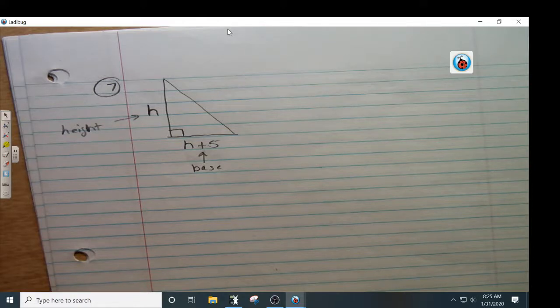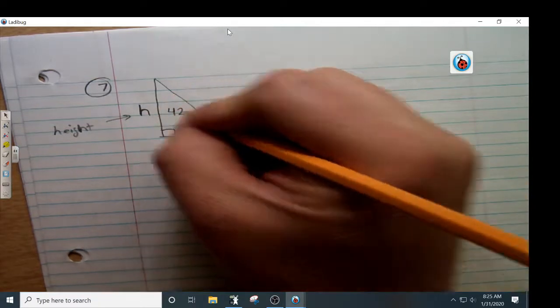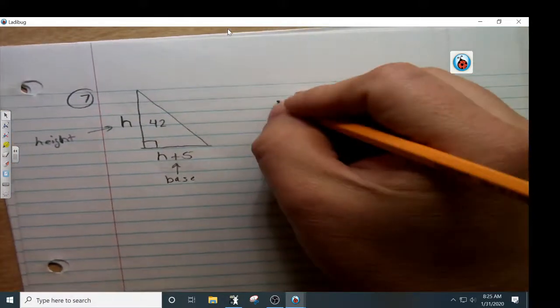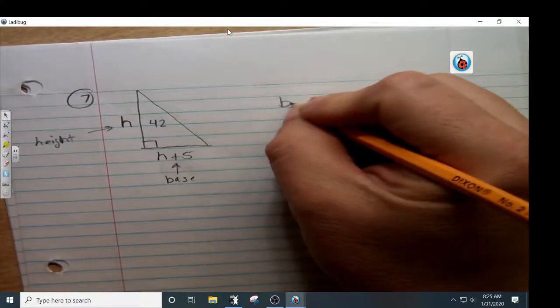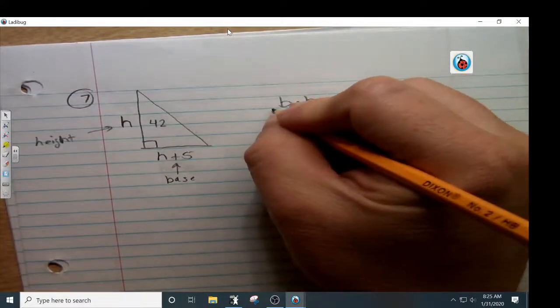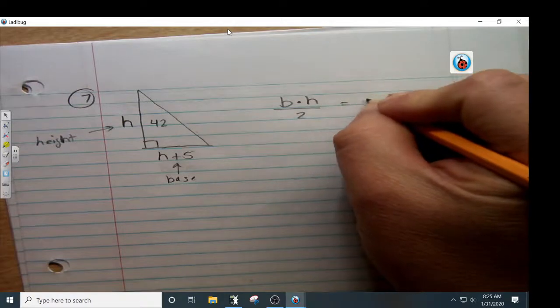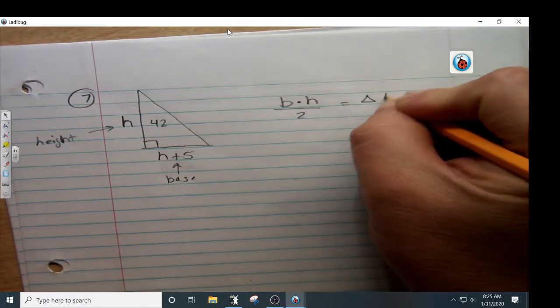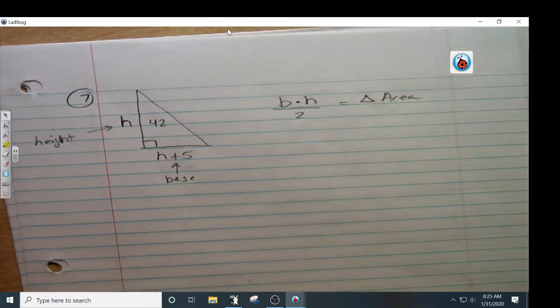Now, it says the area of the triangle is 42. So now, first thing we need to do is get the formula for the area of a triangle. Okay? So now, the area of a triangle is base times height divided by 2 gives me the area of a triangle. Okay?